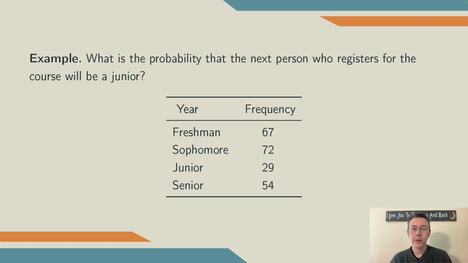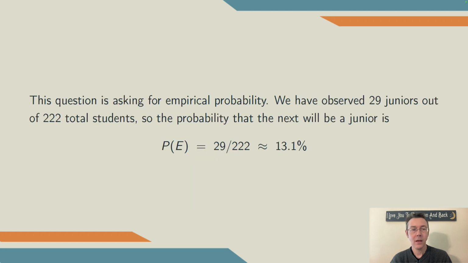Related example, what's the probability that the next person who registers for the course will be a junior? So again, good place to pause the video. In this case, we're talking about empirical probability. We've observed 29 juniors out of 222 total students, so the probability that the next one will be a junior is 29 divided by 222.